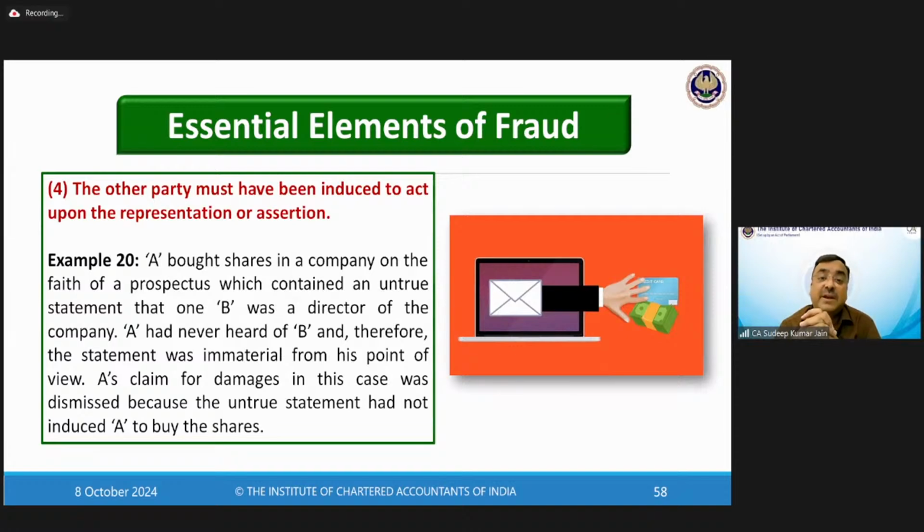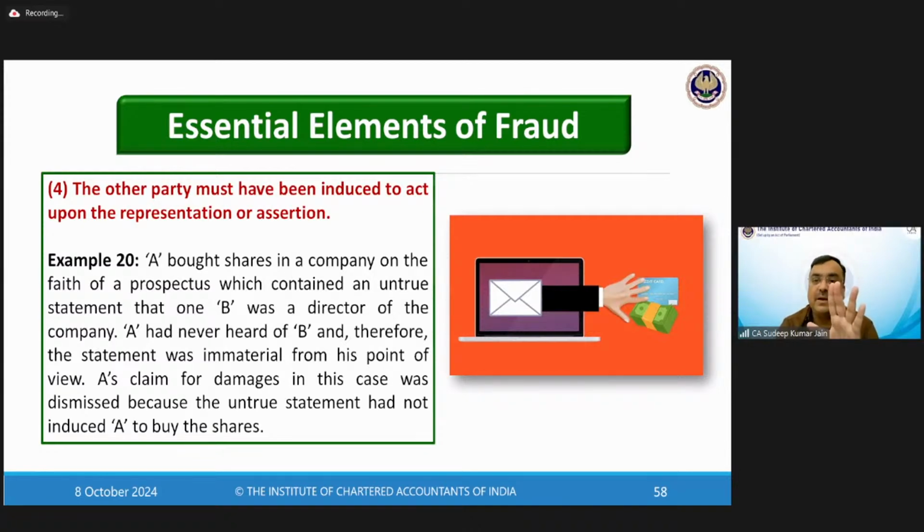A bought shares in a company on the faith of a prospectus which contained an untrue statement that B was a director of the company. A had never heard of B. Therefore, the statement was immaterial from the point of view of A. A's claim for damages in this case was dismissed because the untrue statement had not induced A to buy the shares. See, what is the case?